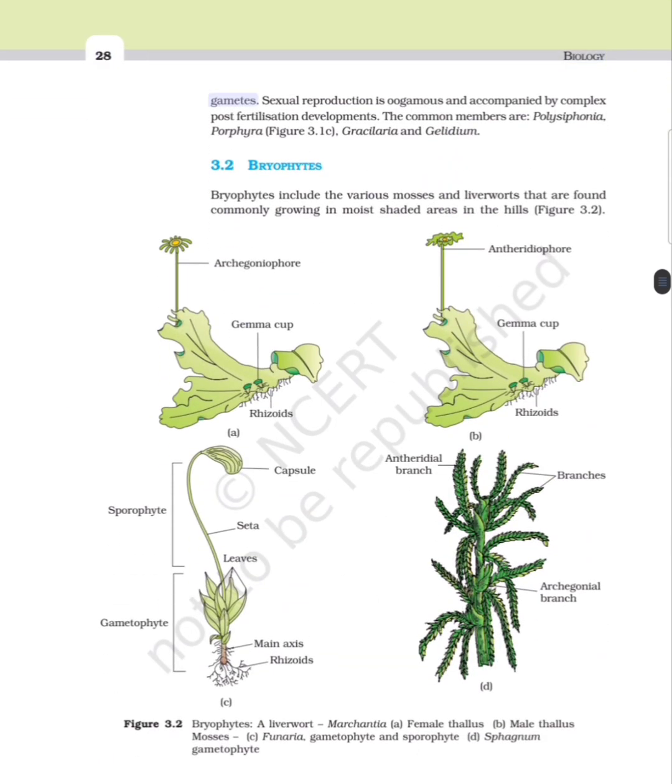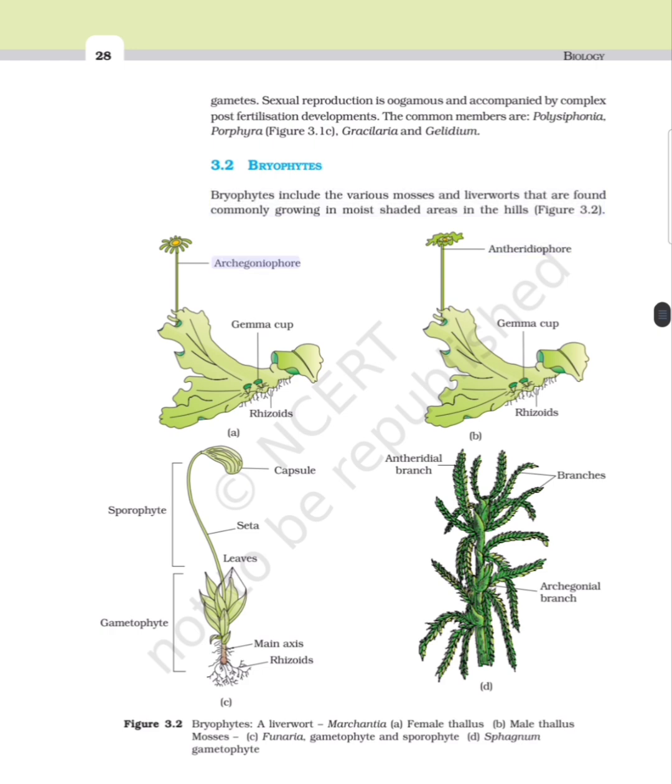Sexual reproduction is oogamous and accompanied by complex post-fertilization developments. The common members are Polysiphonia, Porphyra, Figure 3.1c, Gracilaria and Gelidium. 3.2 Bryophytes. Bryophytes include the various mosses and liverworts that are found commonly growing in moist shaded areas in the hills. Figure 3.2.